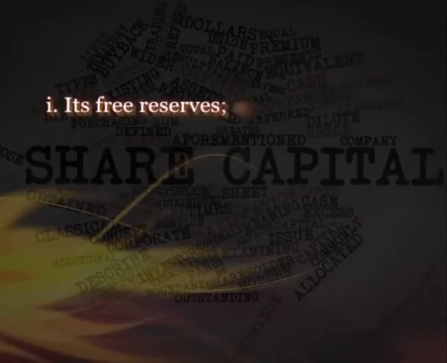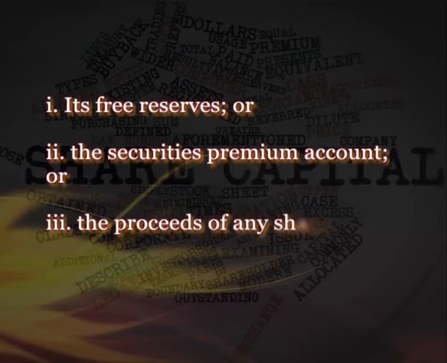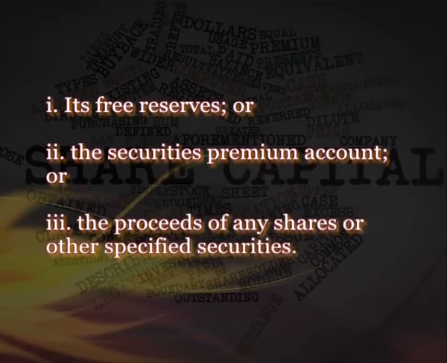A company may purchase its own shares or other specified securities out of 1. its free reserves, or 2. the securities premium account, or 3. the proceeds of any shares or other specified securities. No buyback of any kind of shares or other specified securities can be made out of the earlier proceeds of an earlier issue of the same kind of shares or same kind of other specified securities.